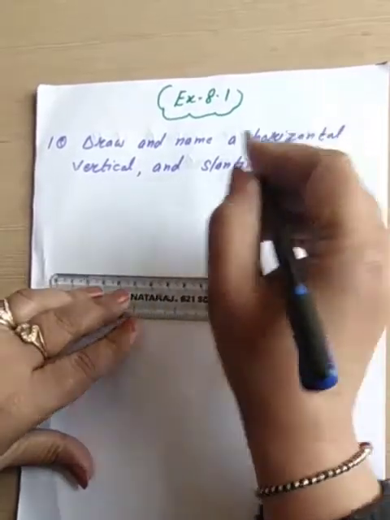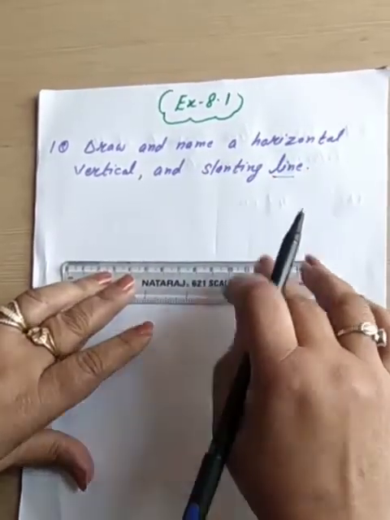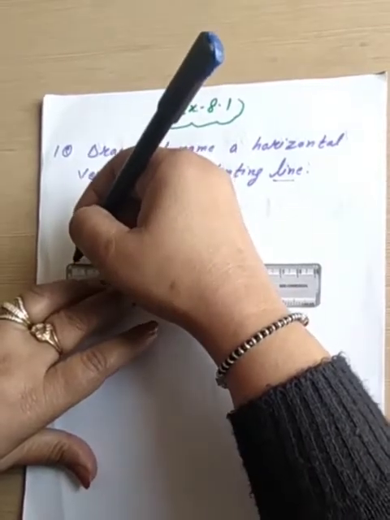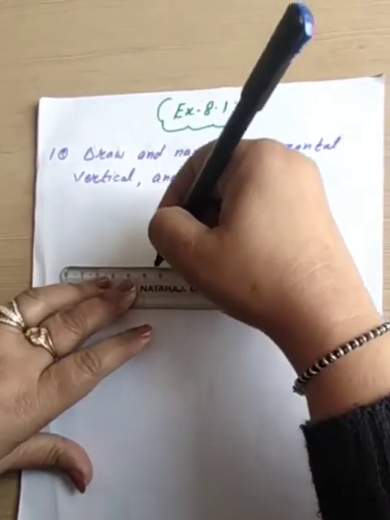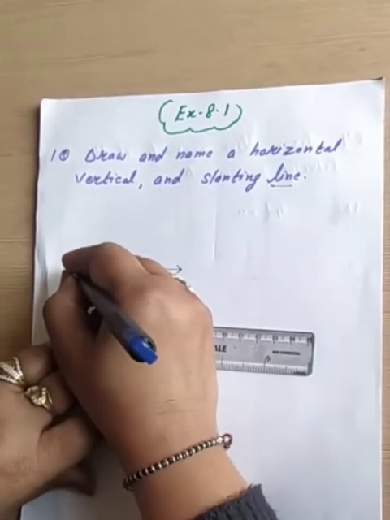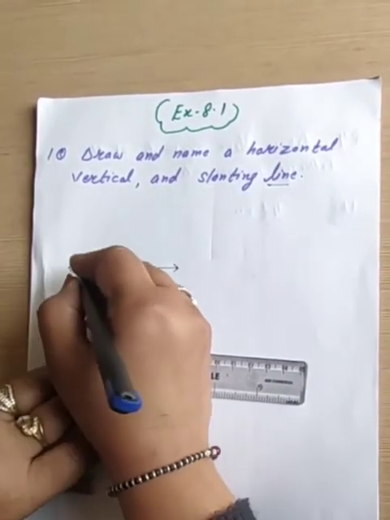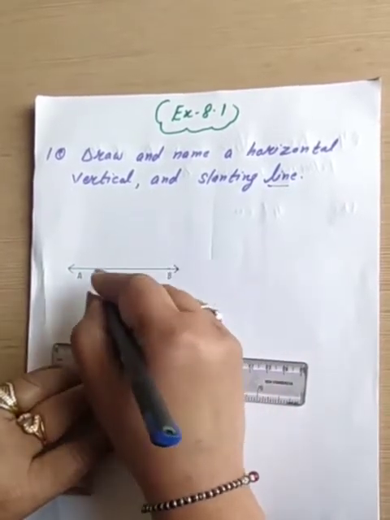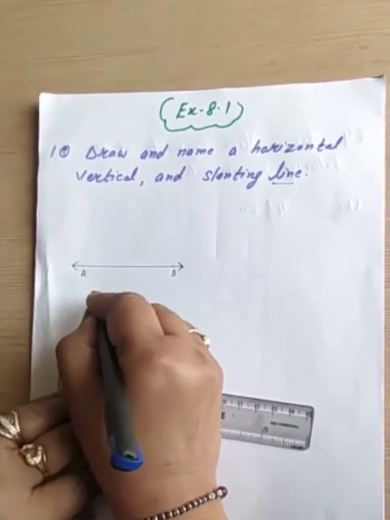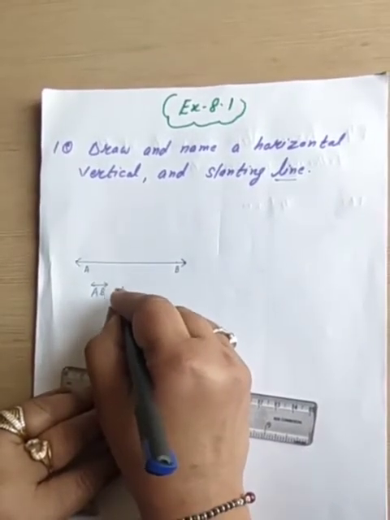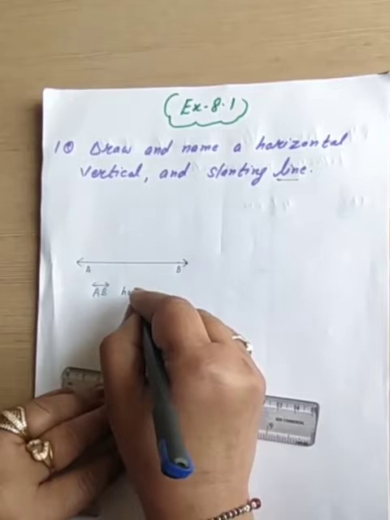So first of all, horizontal. Horizontal means like sleeping line. We will draw a line. We will put arrows on both ends and give it a name like A and B. So AB is a horizontal line.